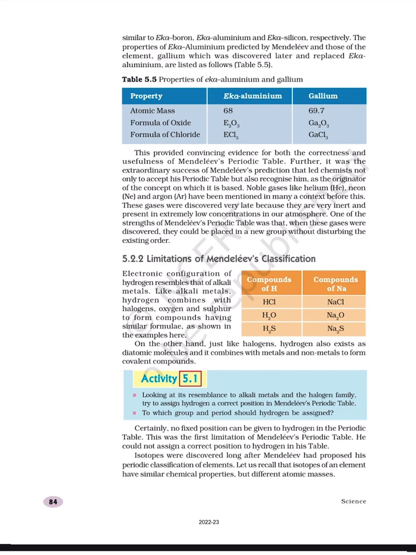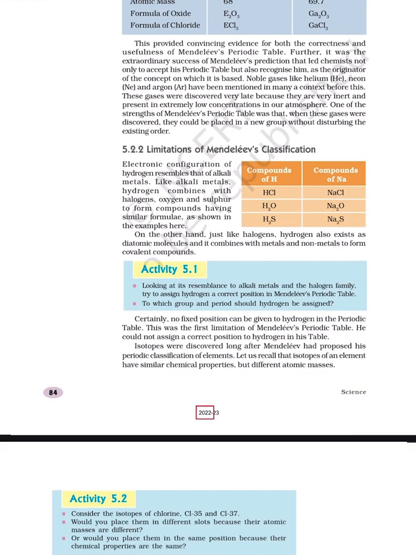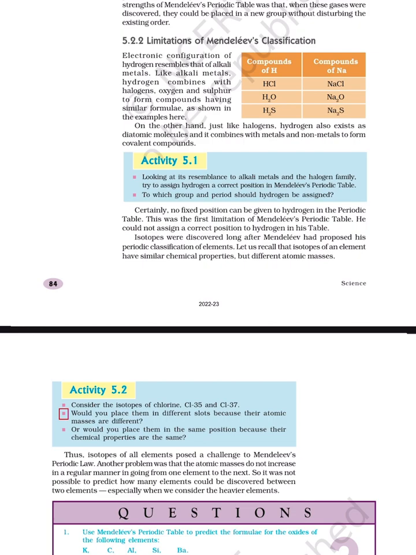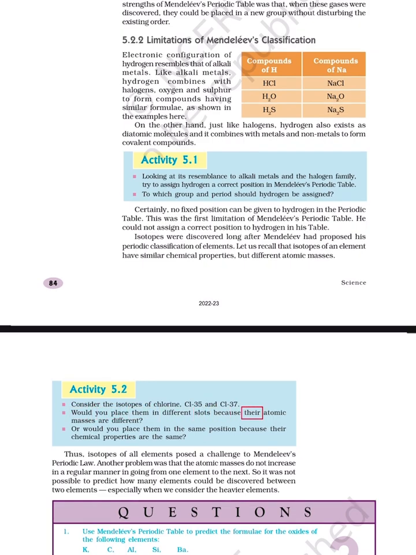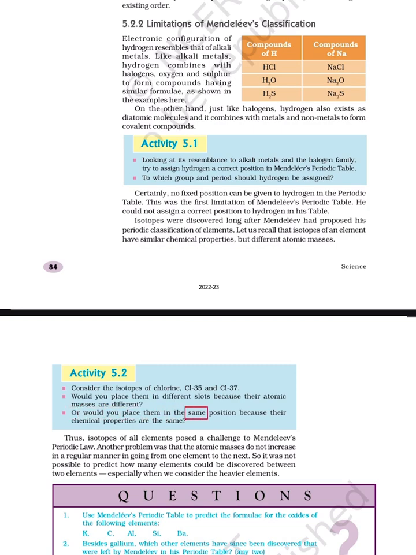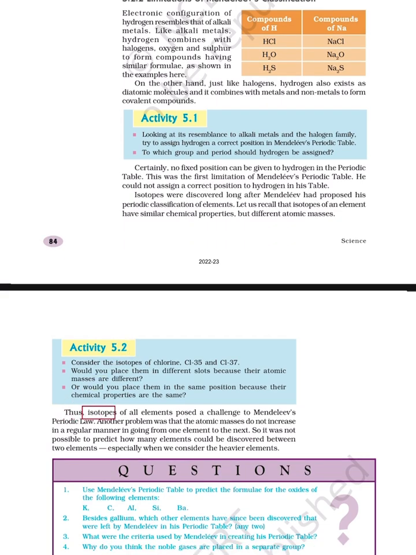Activity 5.1. Consider the isotopes of chlorine, Cl-35 and Cl-37. Would you place them in different slots because their atomic masses are different? Or would you place them in the same position because their chemical properties are the same? Activity 5.2. Thus, isotopes of all elements posed a challenge to Mendeleev's periodic law.